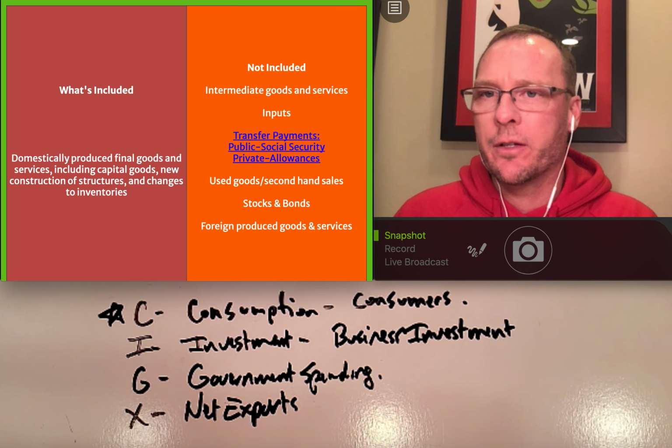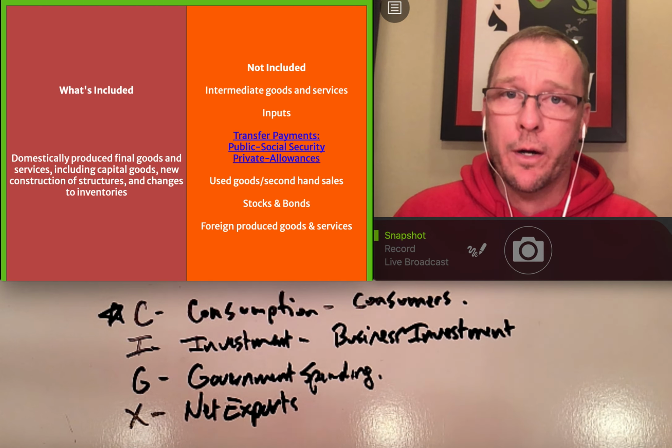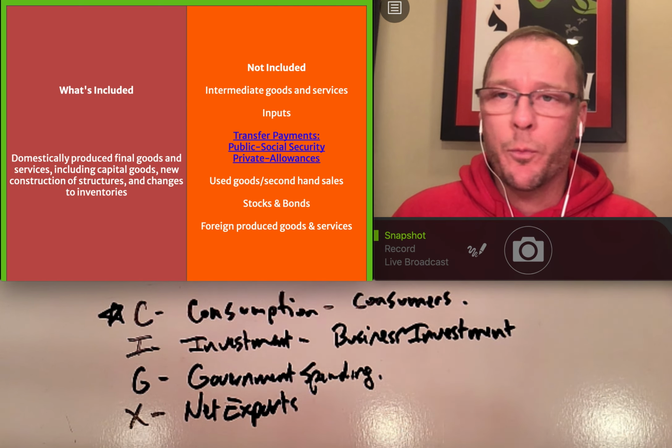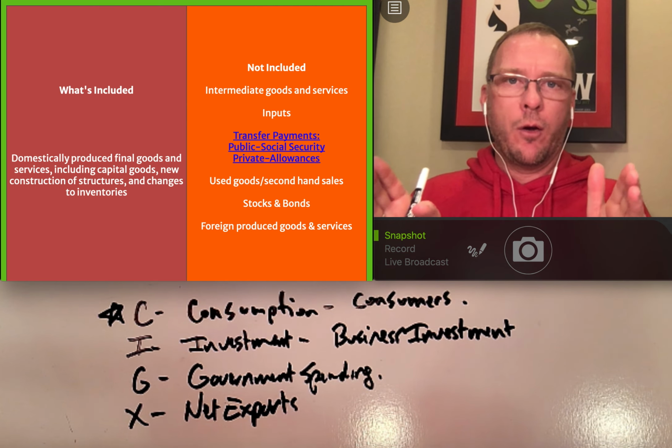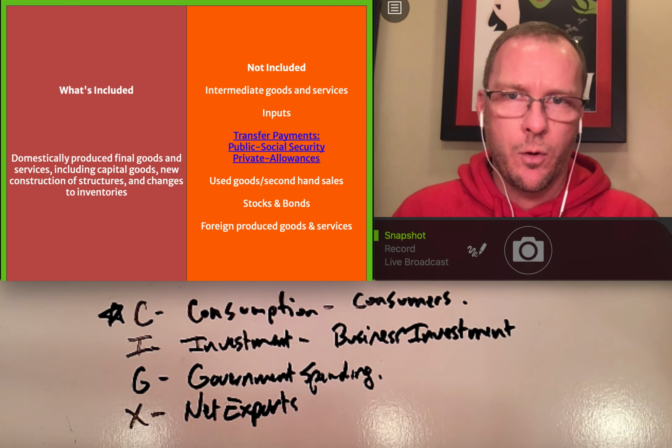When you look at what's included in GDP and not included, again, what's included? Domestically produced final goods and services, including capital goods, new construction, changes in inventory. That's a big one, because if you produce it in that year, even though it might go sit in a warehouse as inventory, it still counts as this year, even though it wasn't sold.